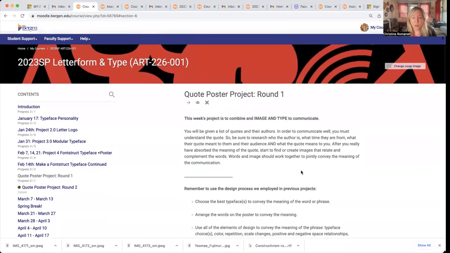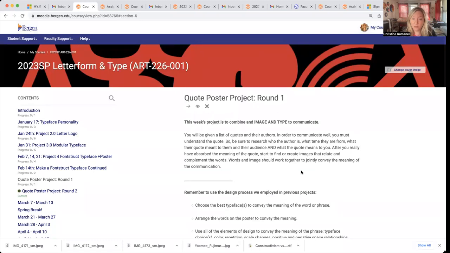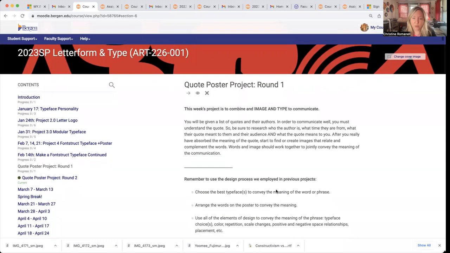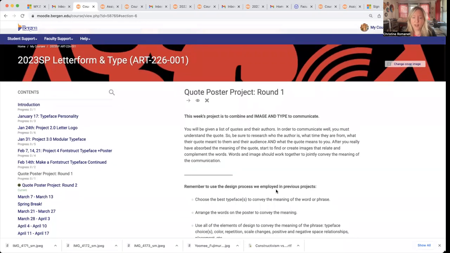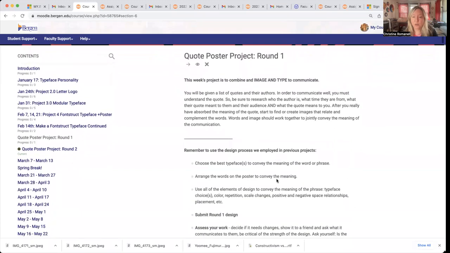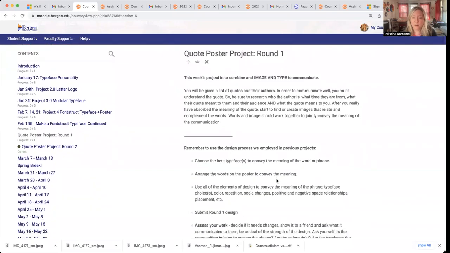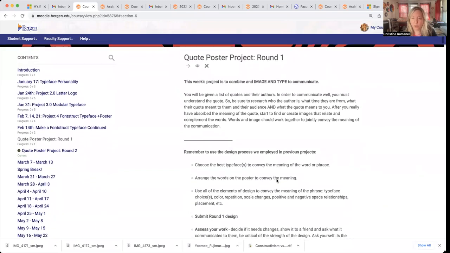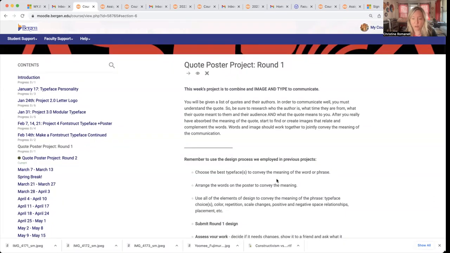Okay, so we're going to do the first round, which won't be due until the date you'll see in your homework, and then we'll do another round of it for the following week after it's due the first time, because it takes a little bit of work to work out the kinks once we do the first design. So I'm going to give you a list of quotes and their authors, which you'll find below.